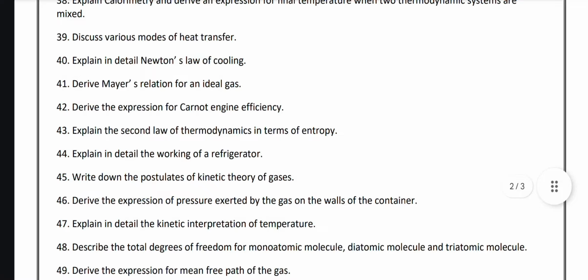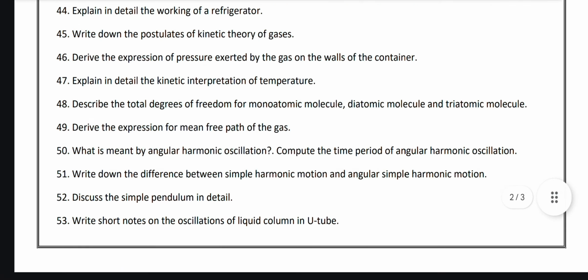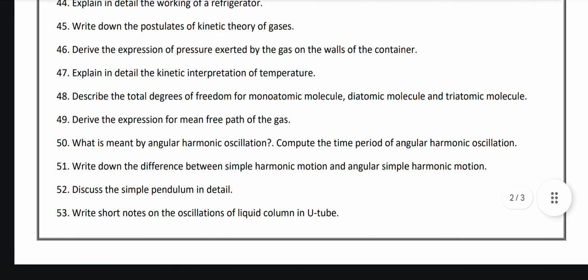46th, derive the expression of pressure exerted by the gas on the walls of the container. 47th, explain in detail the kinetic interpretation of temperature. 48th, describe the total degrees of freedom of monoatomic molecule, diatomic molecule and triatomic molecule. 49th, derive the expression of mean free path of gas.